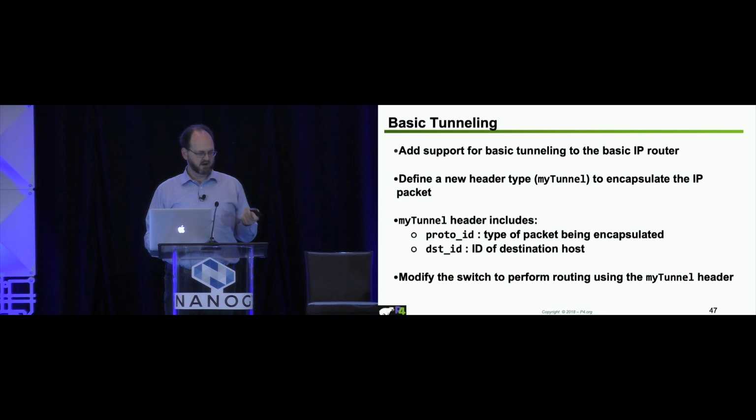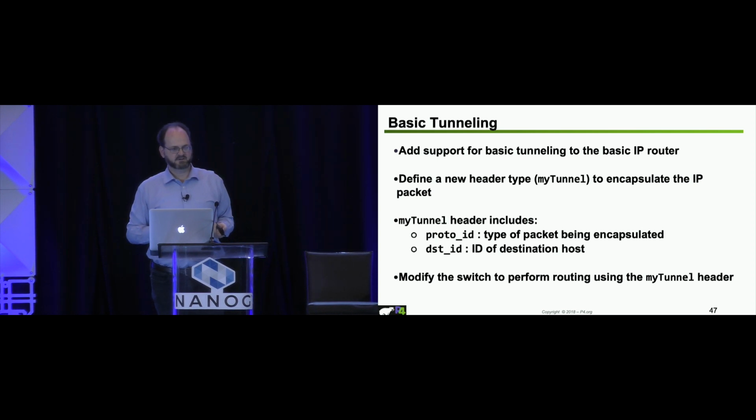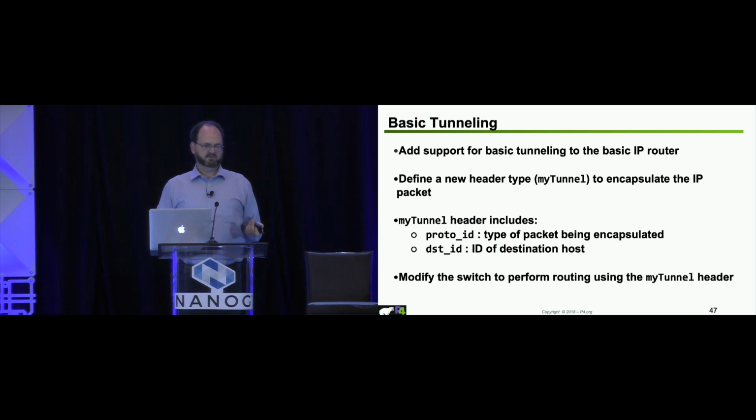And then we want to modify the P4 program to say, if this mytunnel header is present, ignore the IPv4 header completely. I don't care what the destination address is. I'm going to forward based upon that destination ID that's in the mytunnel header. If there is no mytunnel header, and there's an IPv4 header, then forward based on that, like in the first example.